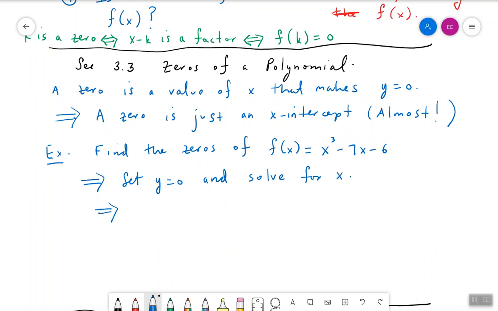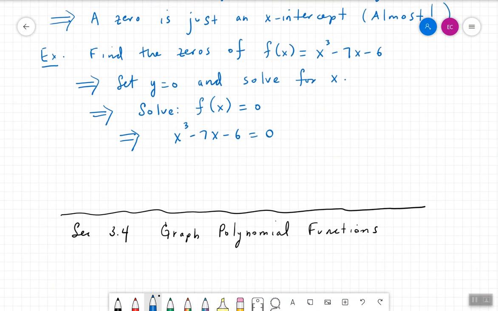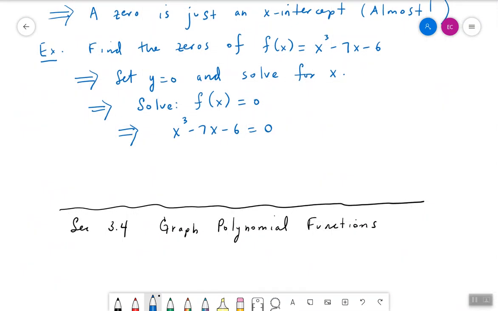And so that just means we're going to solve f of x equal to 0. And for this particular example, we're saying x cubed minus 7x minus 6 is equal to 0. And of course, we solved equations similar to this in chapter 1, but the big difference was in chapter 1, the highest exponent was always 2. It was always a quadratic equation we solved. Now we're solving a higher degree polynomial equation. And so how do you do this?